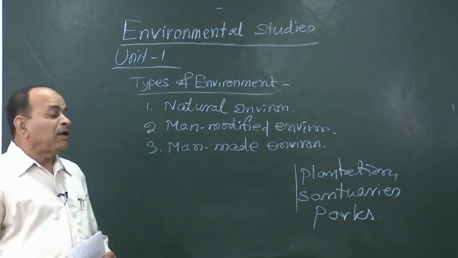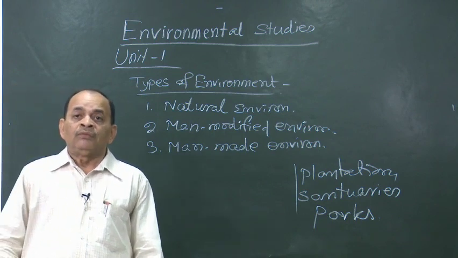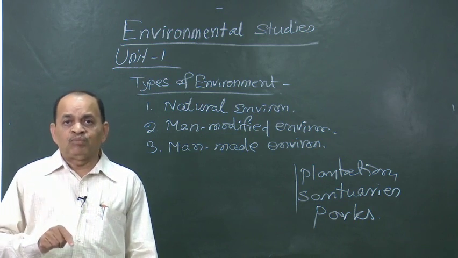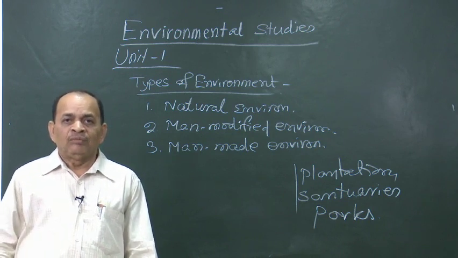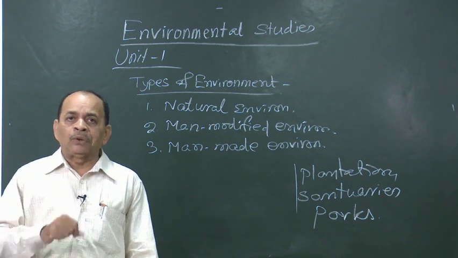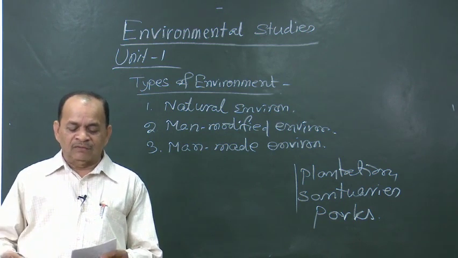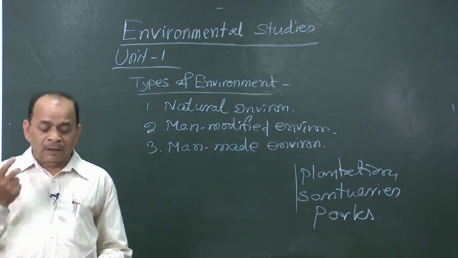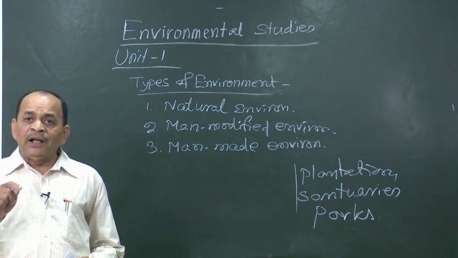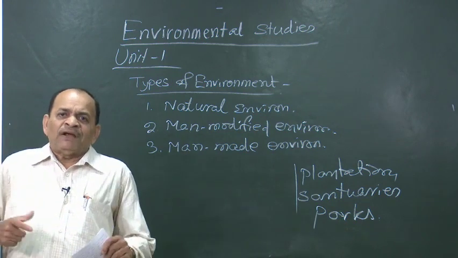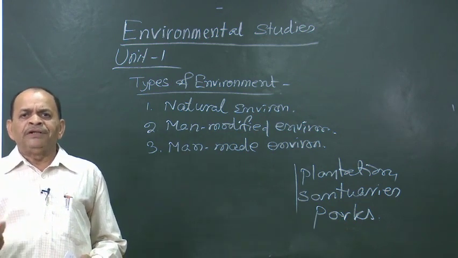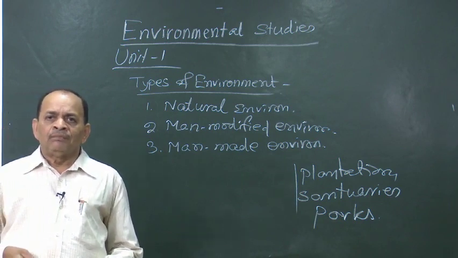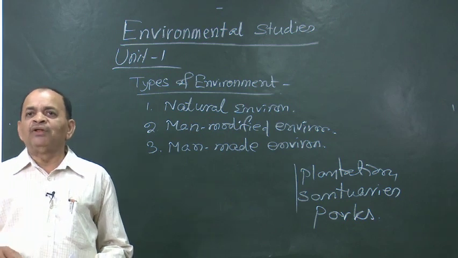Then man made environment. Man made means it has been created by man and it is under full control of man. Examples you can take are cities, towns, crop fields, then artificial lakes and dams. The best examples are your city, town, industries. These are the man-made environments. Man has created these environments.